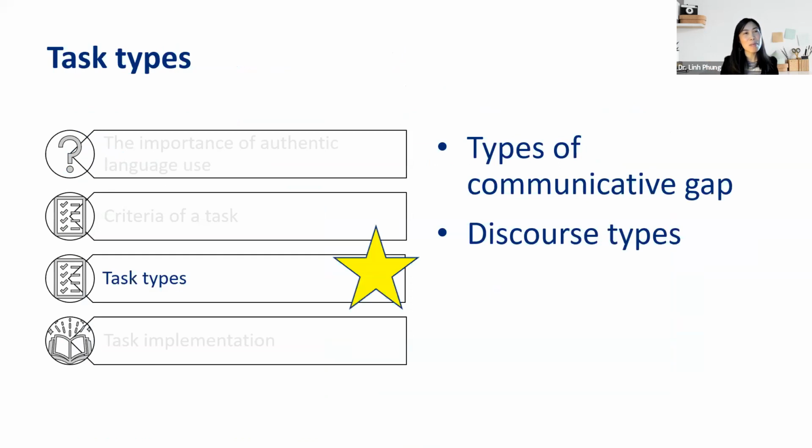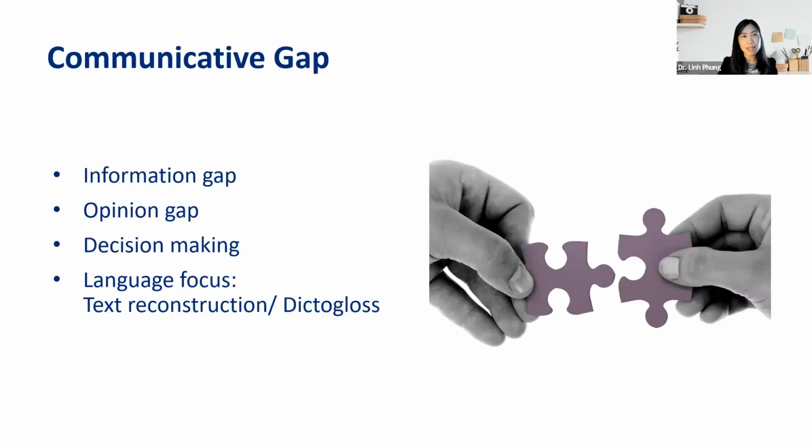Okay, so let me move on. Now that you know what a task is, and I hope that it is clearer, let's talk about different task types. There are many different ways of categorizing tasks, but I'm going to introduce to you two ways. One is according to the types of communicative gap or the focus of the task, and the other way to categorize tasks is according to discourse types. So now let's take a look at the next slide.